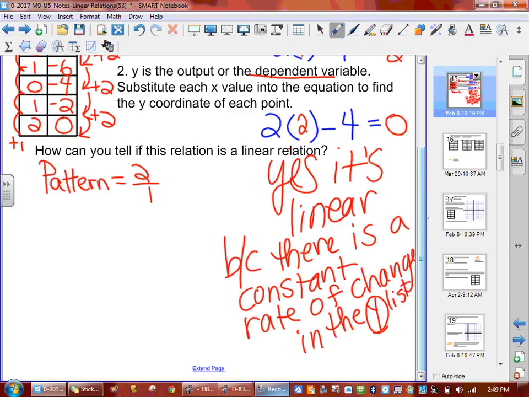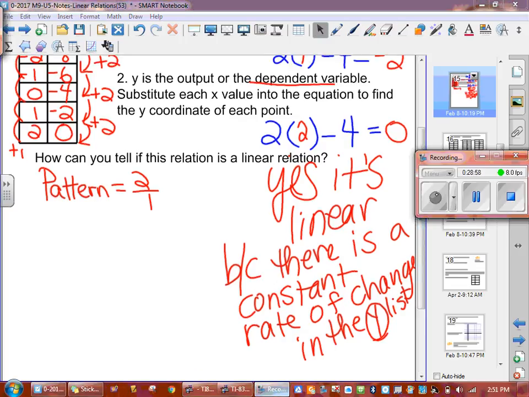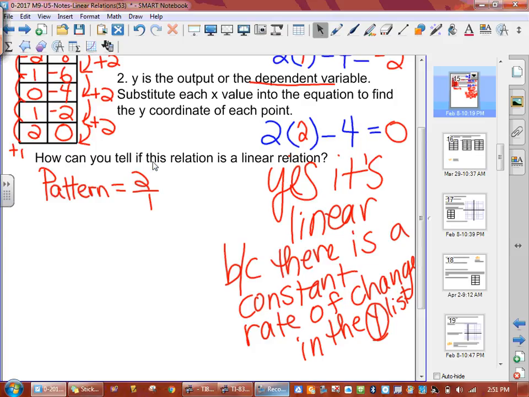Okay, referring back to this pattern, where did I get the 2 and where did I get that 1? Well, the 2 and the 1 came from the y numbers and the x numbers. On top is the y list. That's the pattern we get from our y list. And on the bottom is the pattern we have for our x list. And once we have both those patterns, that's when we divide. And now our full pattern would be a 2.